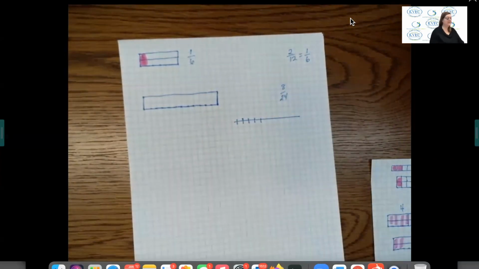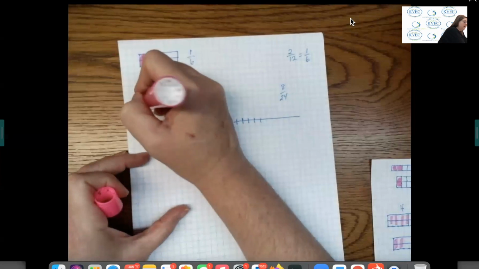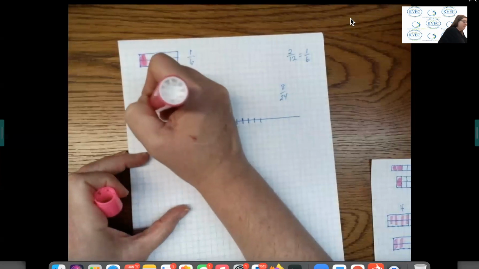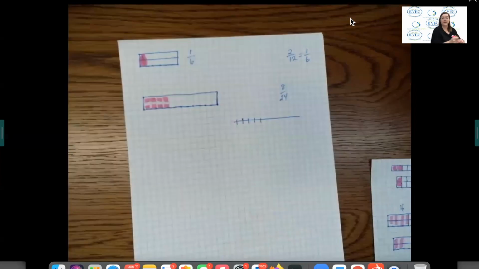So in this case, I'm going to fill in 8. My student will go 1, 2, 3, 4, 5, 6, 7, 8. Again, I'm going to divide this in half.